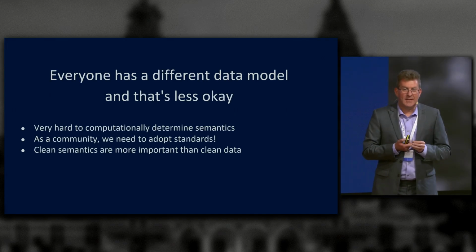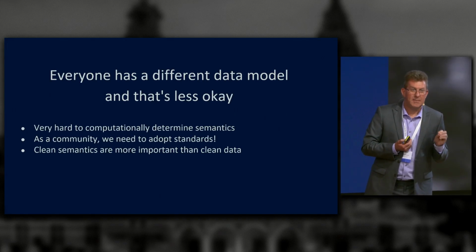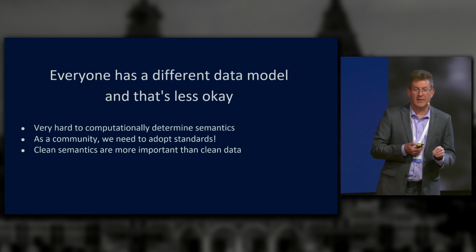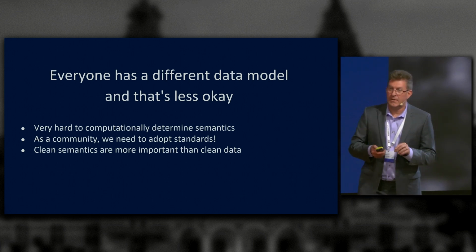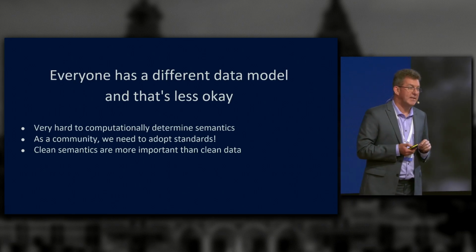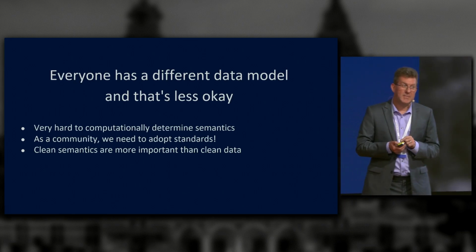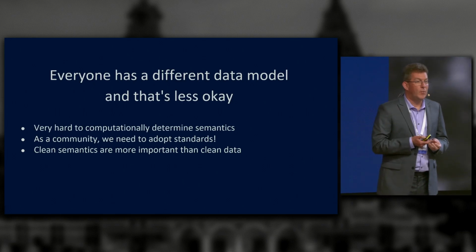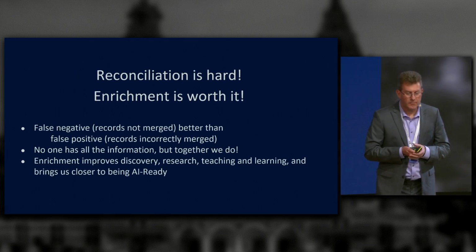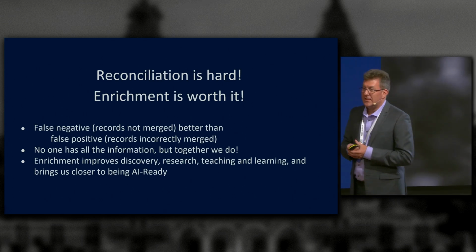But again, particularly around the AI notion as well, clean semantics of what a particular property means is much more important than clean data. We can clean data with code, but no machine is ever going to understand that you are using a property slightly differently, or perhaps very differently, from what its scope notes and definition says. And then reconciliation is hard.